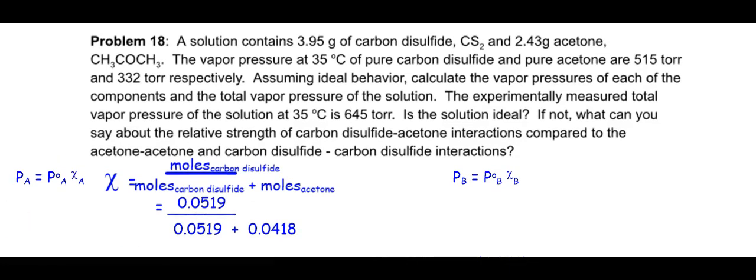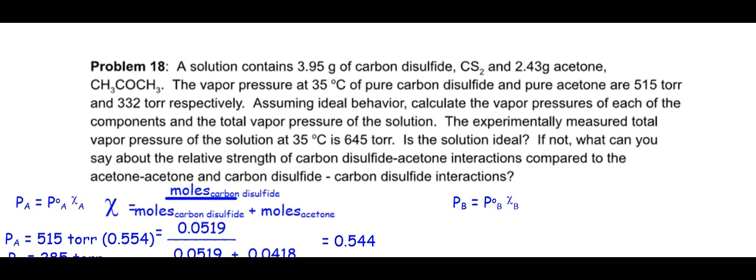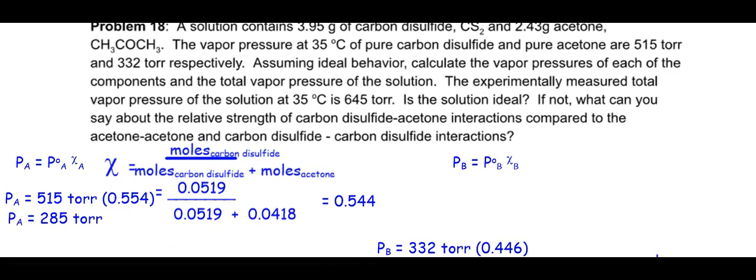Hang on, where'd it go? Okay, I found it. So then what? I need to know what my partial pressure of A is. So I'm going to multiply that 0.544 times the pure stuff, which is 515. And when I do that, I got 285. There you go, 285 torr. Okay. Well, I'm going to do the same thing over here of B. And so here's my mole fraction.